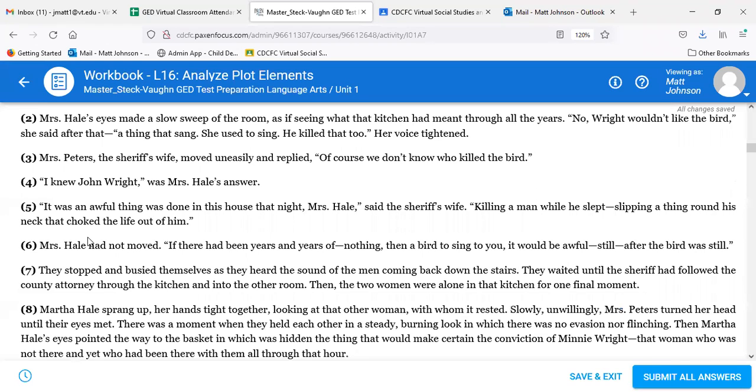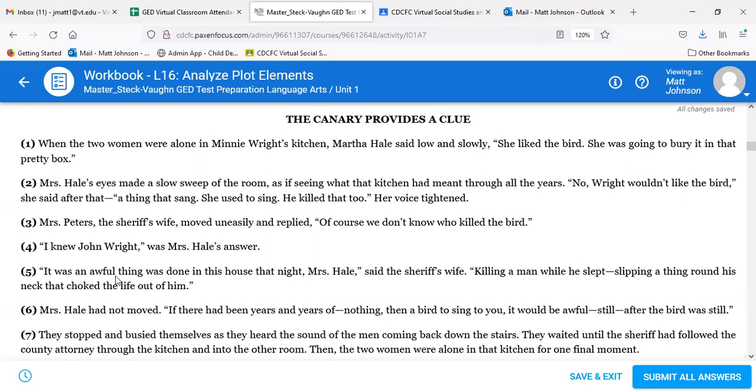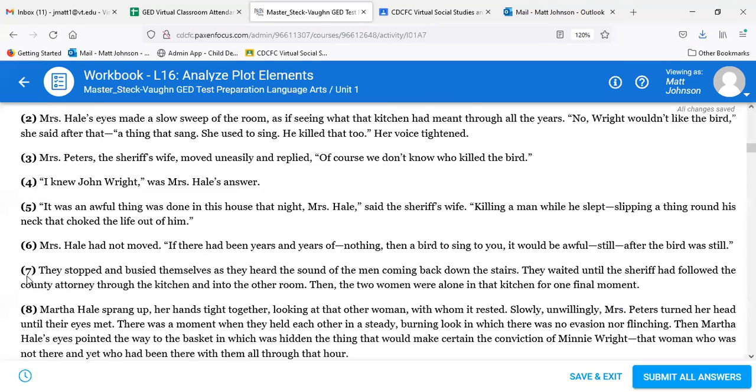It was an awful thing was done in this house that night, Mrs. Hale, said the sheriff's wife, killing a man while he slept, slipping a thing round his neck that choked the life out of him. Okay. Sasha Gay, next one.